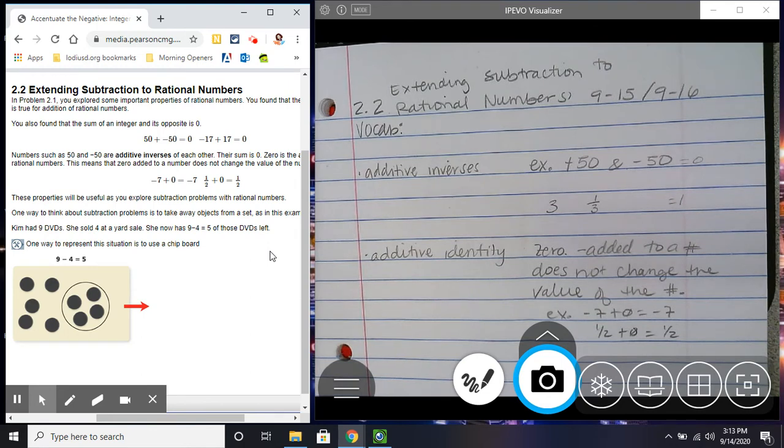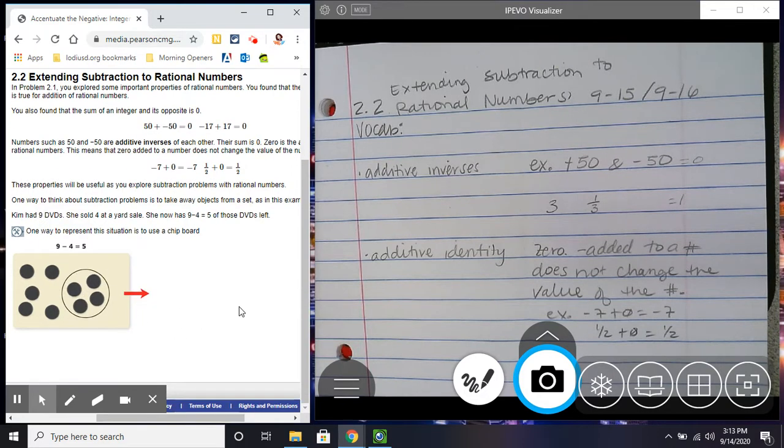These properties will be useful as you explore subtraction problems with rational numbers. One way to think about subtraction problems is to take away objects from a set, as in this example. Kim had 9 DVDs. She sold 4 at a yard sale. She now has 9 minus 4 equals 5 of those DVDs left. One way to represent this situation is to use a chipboard, again, with the positive and negative chips, black and red, but this time these are all black and they just circled some and drew this line to mean that they are leaving.